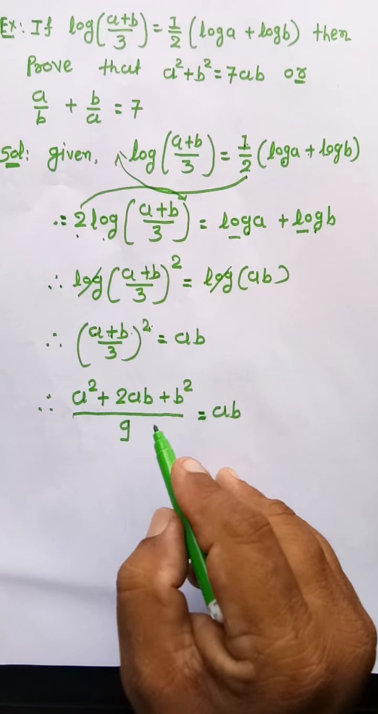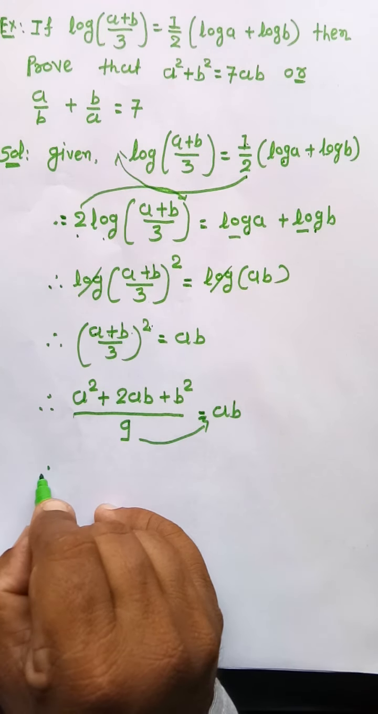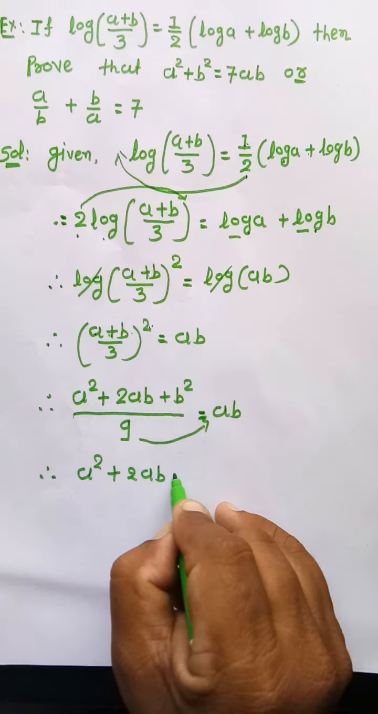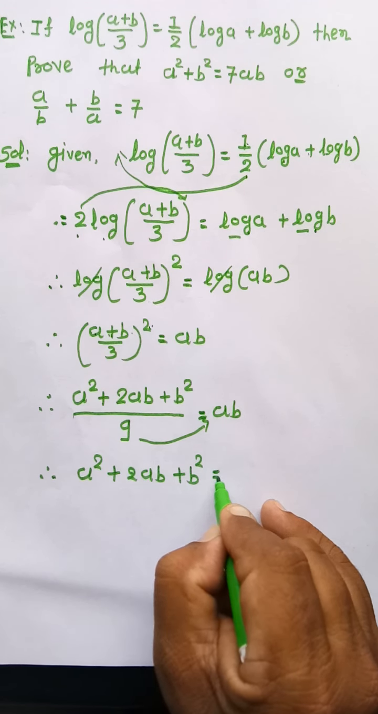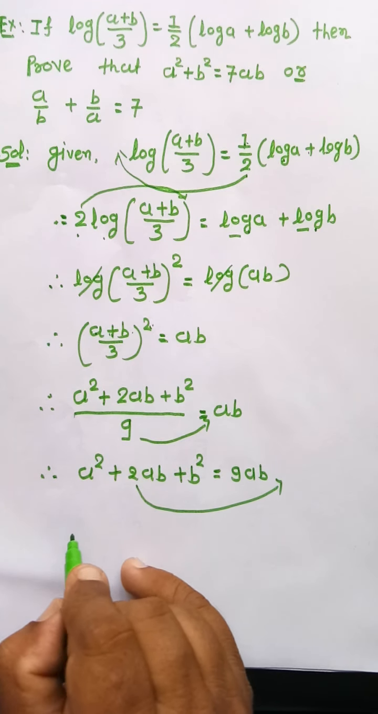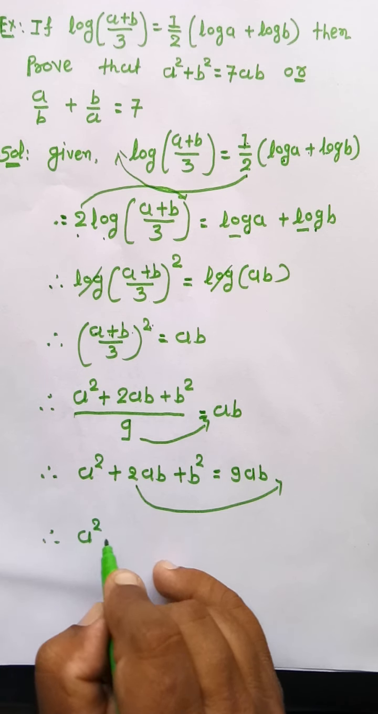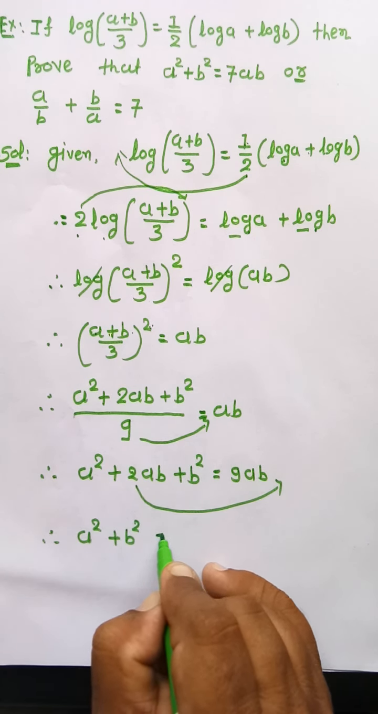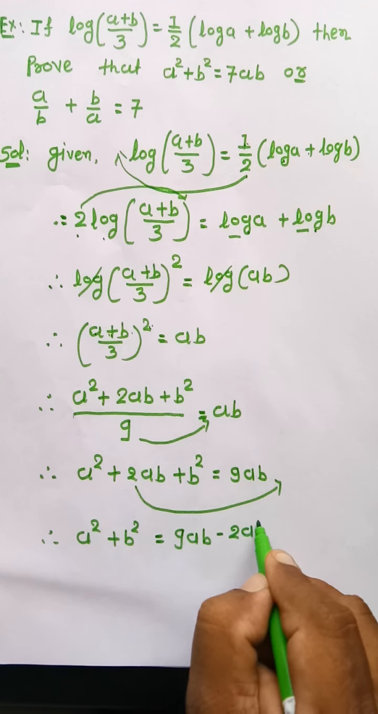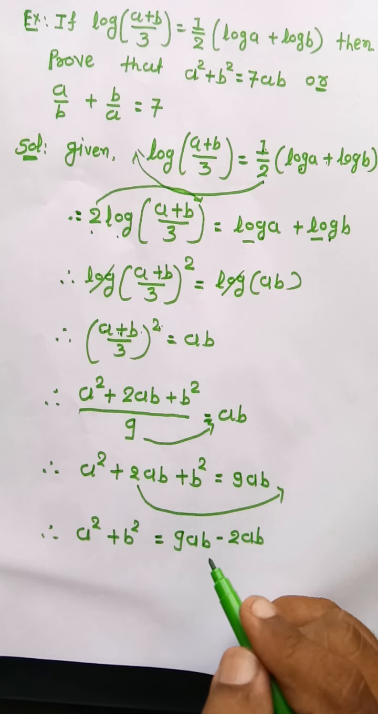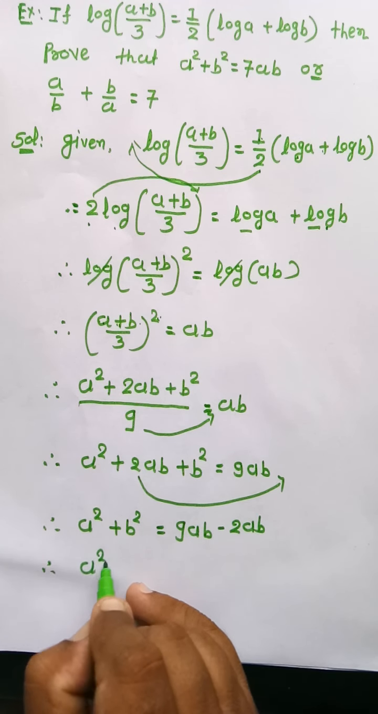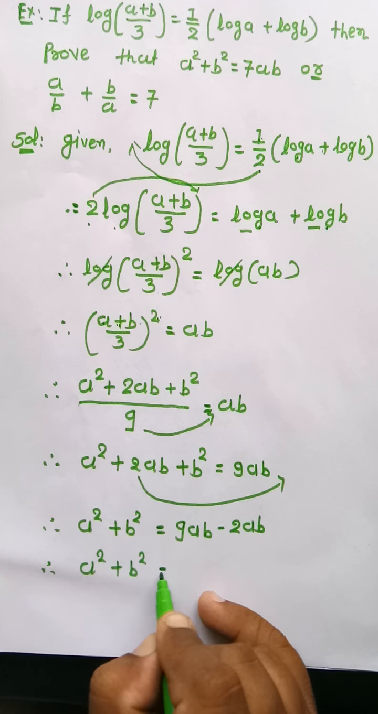9 is on one side divide, then on the other side in multiplication. So a square plus 2ab plus b square is equal to 9ab. Now 2ab is plus, then on the other side minus. So a square plus b square is equal to 9ab minus 2ab. 9ab minus 2ab is 7ab. That is equal to a square plus b square is equal to 7ab.